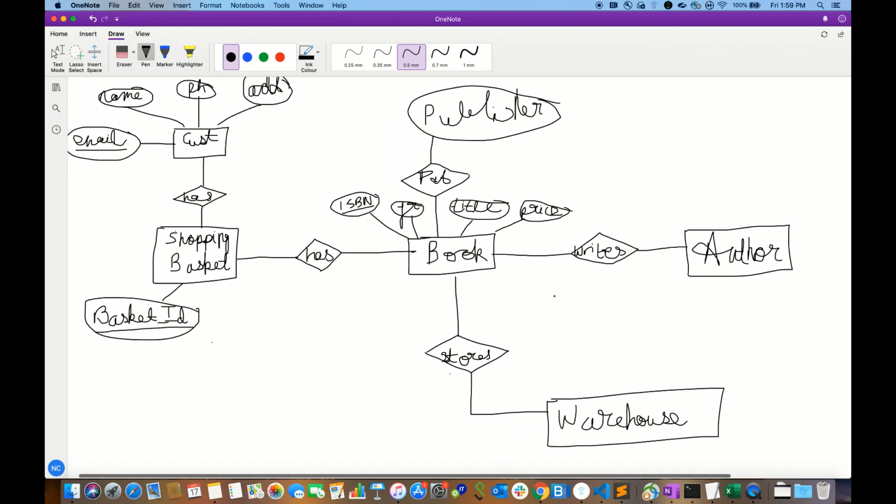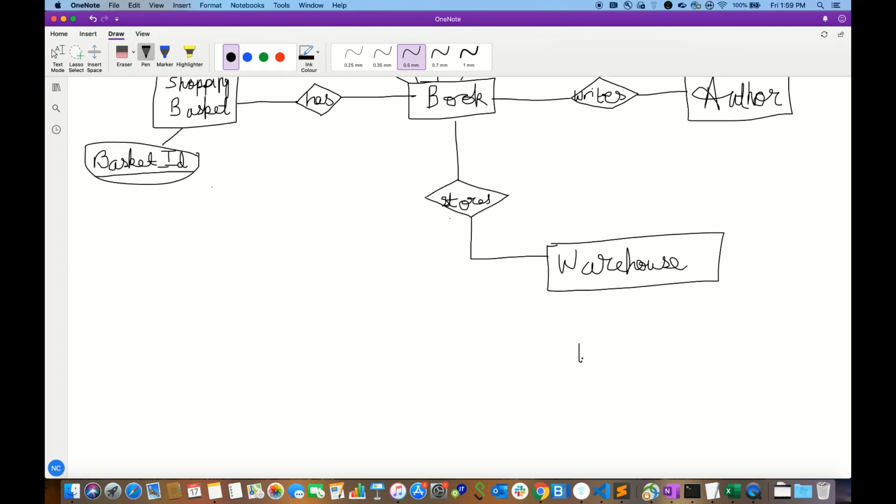Now let's describe the attributes for warehouse. There's nothing given for the warehouse, so we can just put the primary key as warehouse underscore ID.